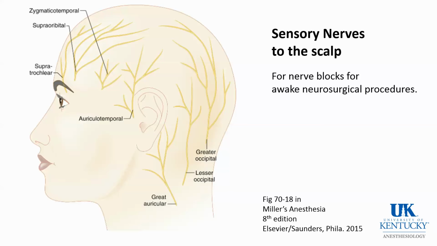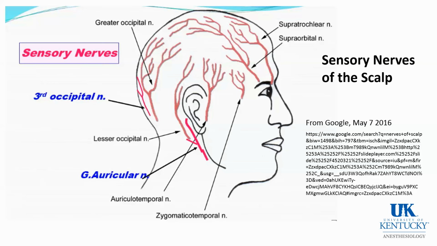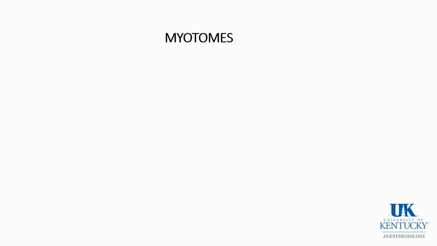The sensory nerves of the scalp are important if one is to do nerve blocks for awake neurosurgical procedures. The myotomes refer to the muscles supplied by various spinal and peripheral nerves and are detailed in the next few slides.